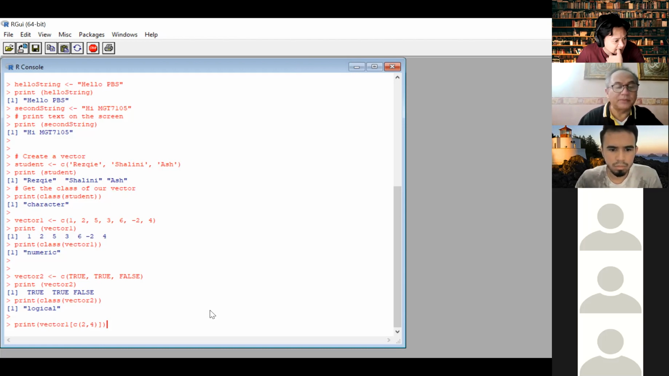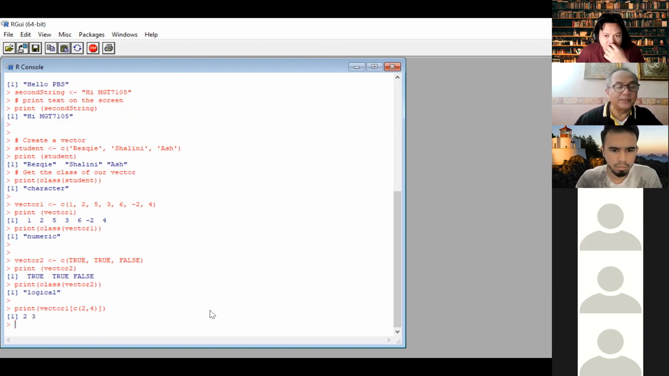So when you enter, you get 2 and 3. Why is it 2 and 3? Because they want 2 and 4: 1, 2, this is the second position, and 1, 2, 3, 4, the fourth position. So the second and the fourth position is 2 and 3.